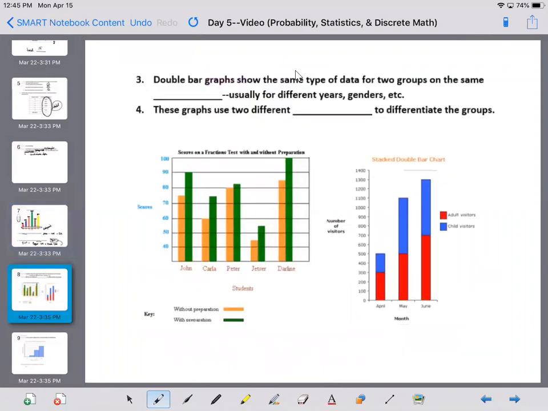Look at a double bar graph. It shows the same type of data for two groups, and this is on the same graph. These graphs use two different colors just so that you can see the differences.